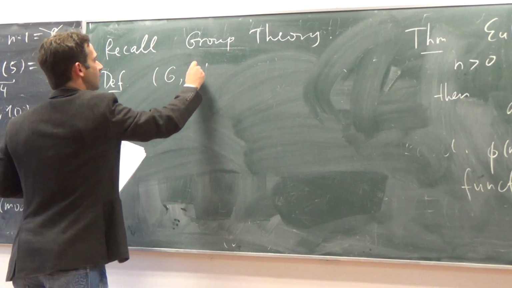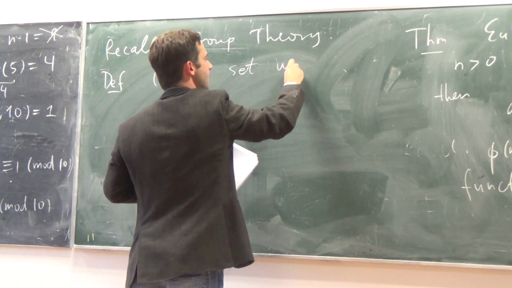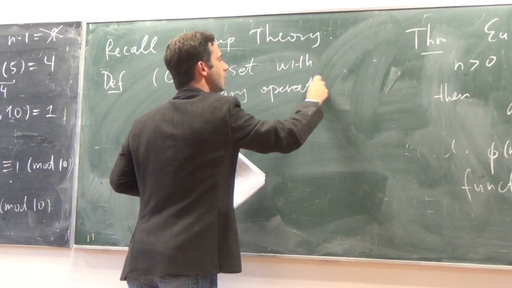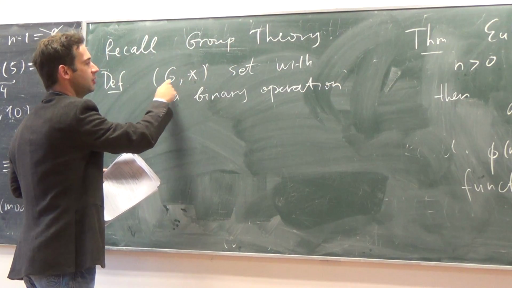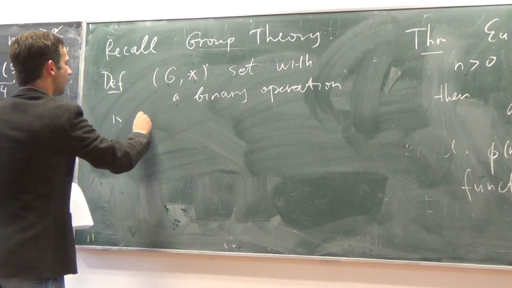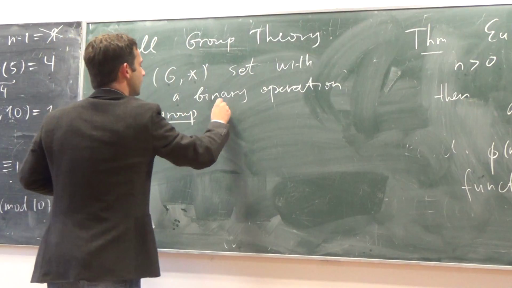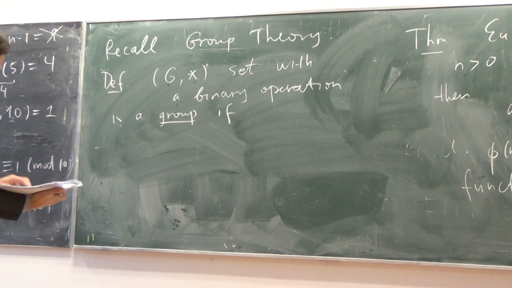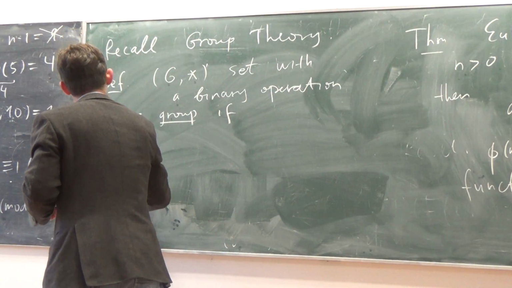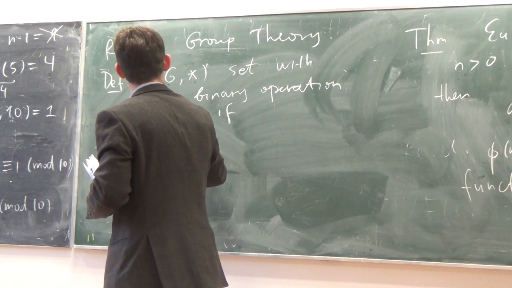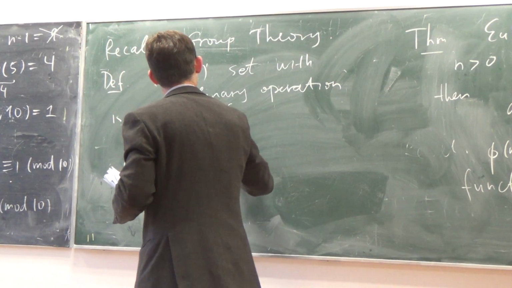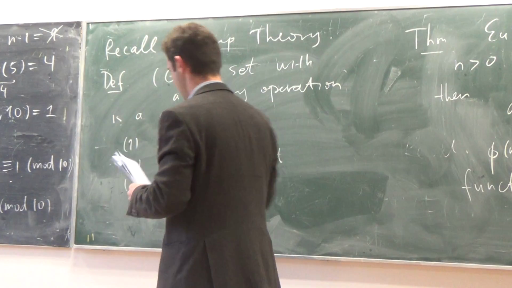Okay, so we have a set G with a binary operation, which means that it takes 2 elements from G and spits out another element from G, and then it is a group if there are these 3 axioms you should know: associativity, neutral element, and inverses.